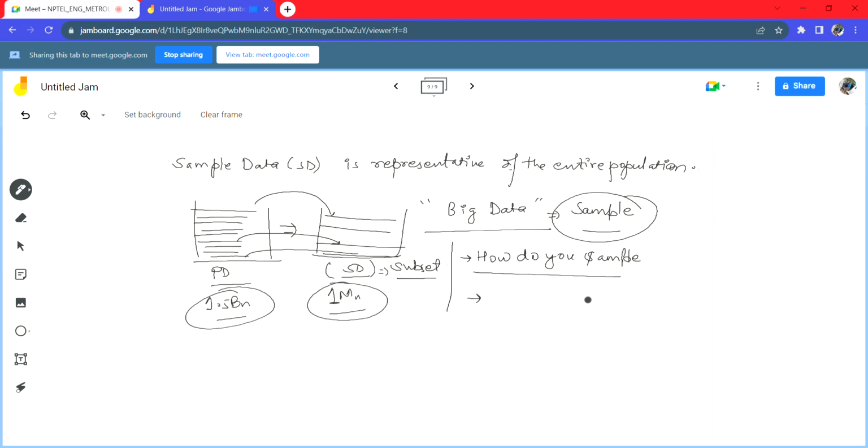And your sample should be bias free. It should not have any bias. What is bias? Bias is the undue favor to a specific sample.